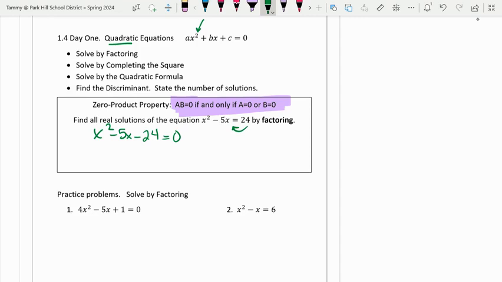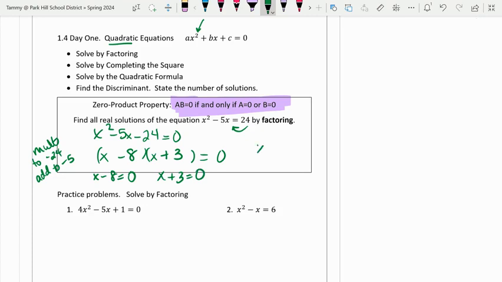And this has a leading coefficient of 1, so you can factor it by having an x and an x. So we need two numbers that multiply to negative 24 and add to negative 5. So it's going to be minus 8 and plus 3. And then I set each of those to 0. So I set x minus 8 equals 0, and x plus 3 equals 0. So my first solution is x equals 8. My second solution is x equals negative 3.